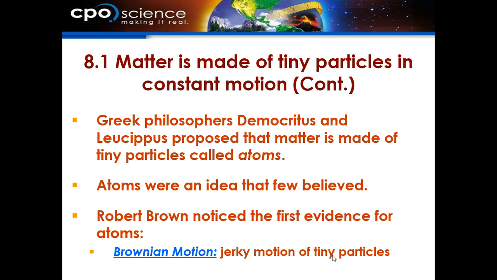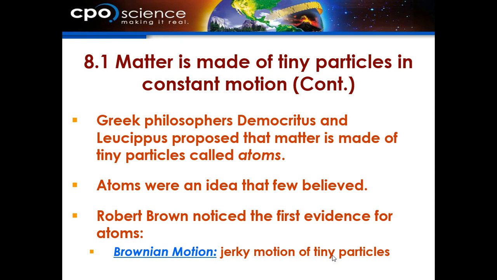And these atoms were an idea that very few people believed in, because basically what they're saying is that this gold coin that I have isn't made of just a chunk of gold. It is made of tiny, tiny little particles called gold atoms. If I were to cut this piece of gold in half and in half and in half, eventually I'd get to a point where I can't cut it anymore. And that's what they're saying an atom is. There are tiny little particles that make up this chunk, instead of it just being a chunk.